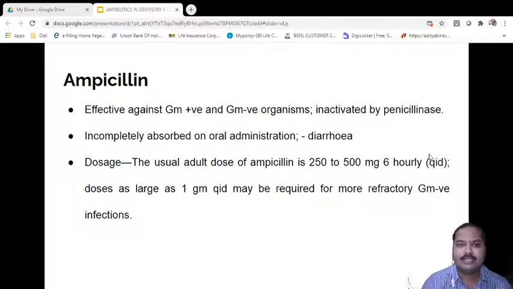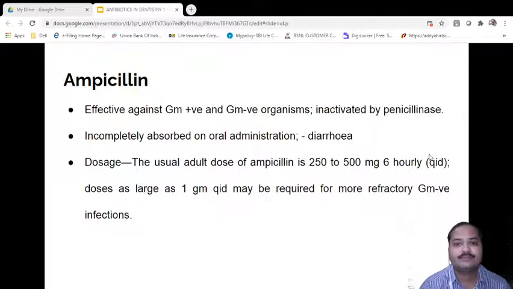Ampicillin. It is an effective drug against gram-positive and gram-negative organisms. It is inactivated by penicillinase. The antibacterial activity of this drug is similar to benzyl penicillin, and the gram-positive cocci are less sensitive to ampicillin. Ampicillin is absorbed completely on oral administration, and food does not interfere with its absorption.